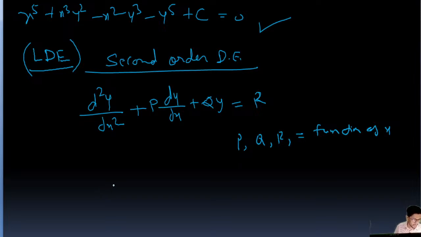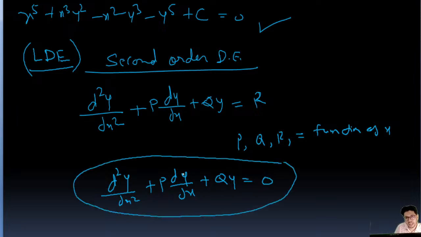second order. As of now we are going to study the homogeneous equation. In the homogeneous equation, r is 0. So the homogeneous linear differential equation of second order is d2y over dx square plus p dy over dx plus qy equal to 0. This is a homogeneous linear differential equation of second order.